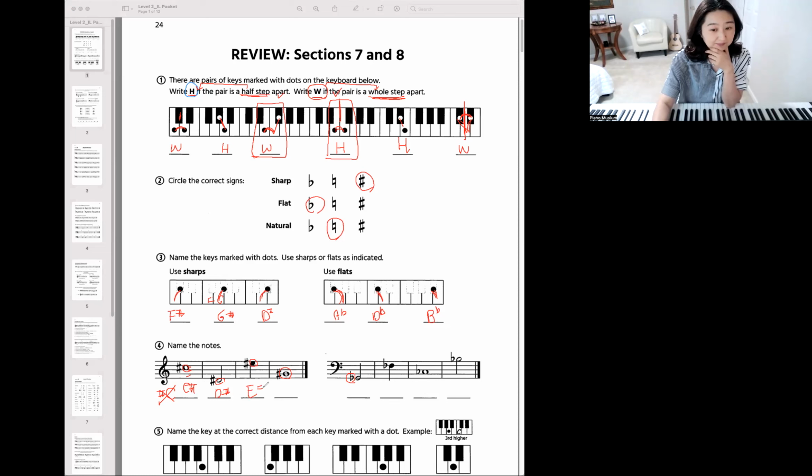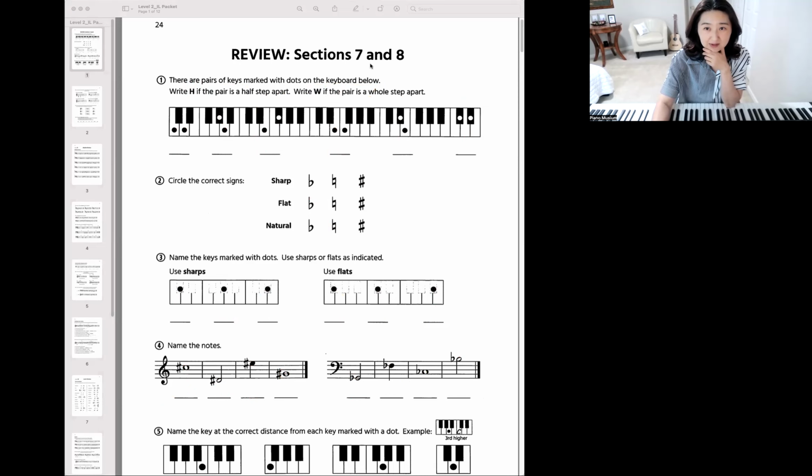E sharp, G sharp. For the flat, just write the note's name first. 이 노트 이름을 먼저 쓰세요. G, F, C, B. 그리고 just add the flat after that, as it is. All right? So everything is okay, cleared.